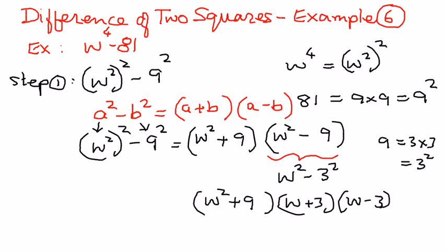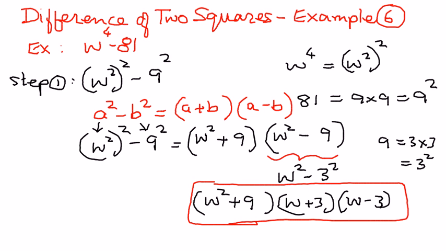W to the power of 2 plus 9, the sum of two squares, is a prime term. We cannot simplify that any further. We can only find the difference of two squares. We cannot find the sum of two squares. The sum of two squares is a prime term. So therefore we are going to leave it alone, and this is the factored form of the given polynomial w to the power of 4 minus 81. So this is the factored form of the given polynomial.